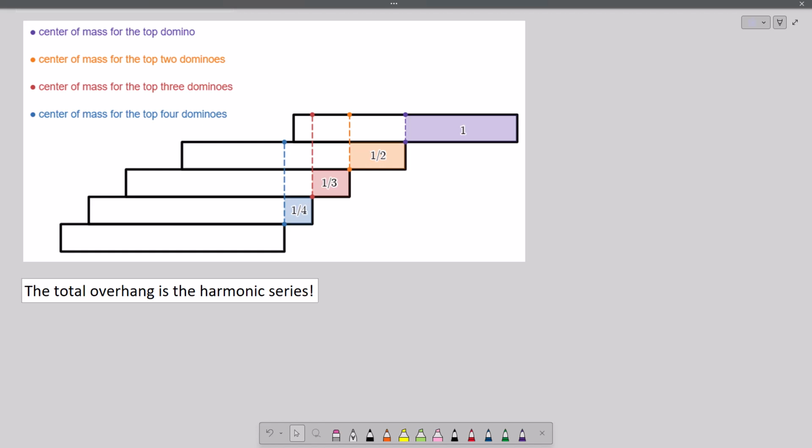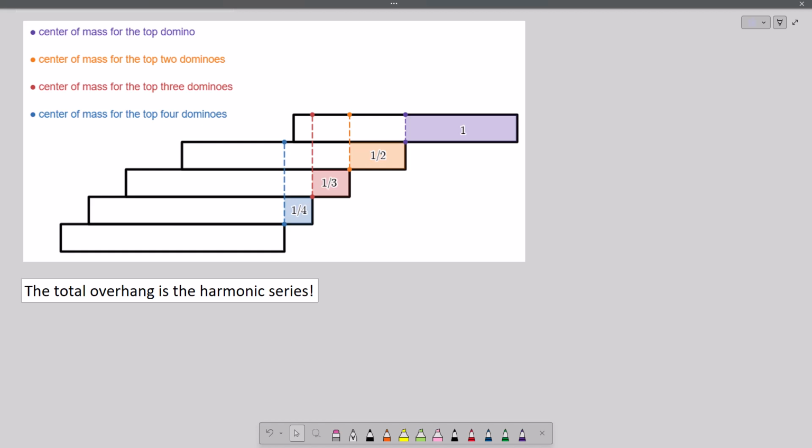Totally obvious. If we've got that domino, we're going to place this domino. If they're machined perfectly, you would place it so that the center of mass of the top domino is right on the edge of the one right below it. Yeah? Well, then we're going to do the same thing. Now we take these top two dominoes. The orange is the center of mass for the top two dominoes. That's dead center of the top two.